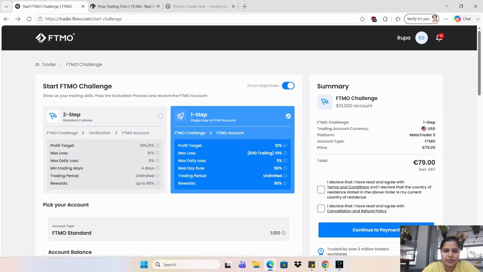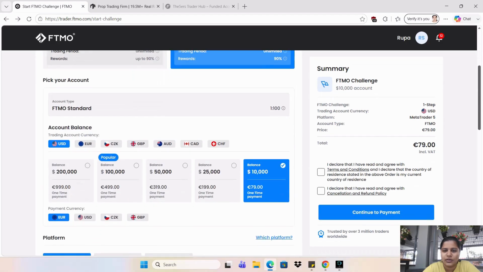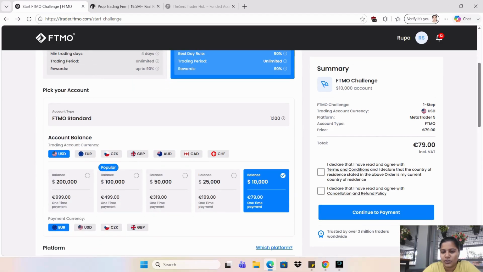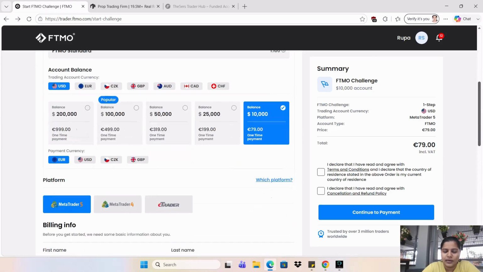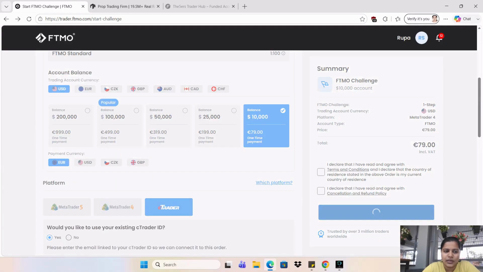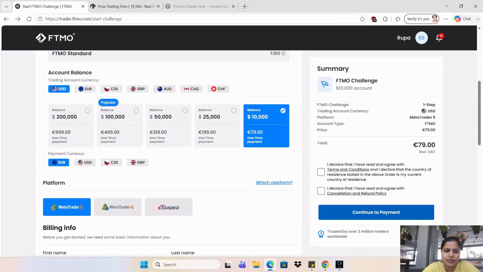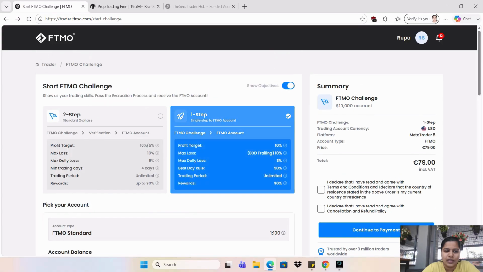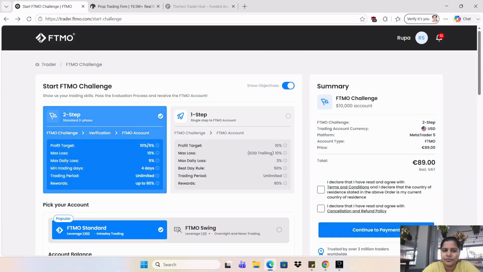So there are different type of accounts. Let's go with 10K. So in 10K, you can see that there are different account balances in currency. Mostly I'll prefer to take USD. In USD, you can see that the evaluation fees will be 79 euro. Okay. And there are different platforms like MetaTrader 4, 5 or CTrader. Most of the situation, traders take MetaTrader 5 and you have to fill your details and the other things.